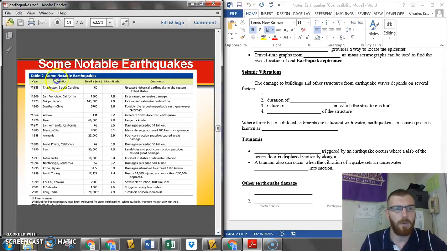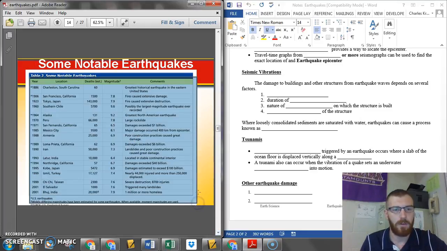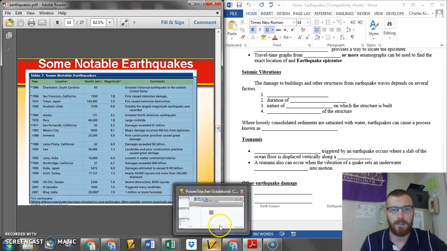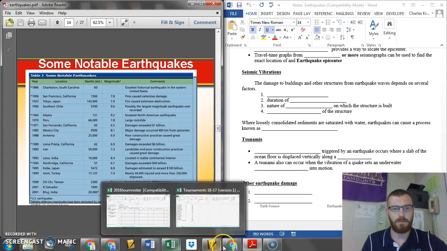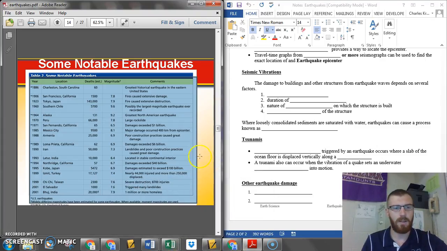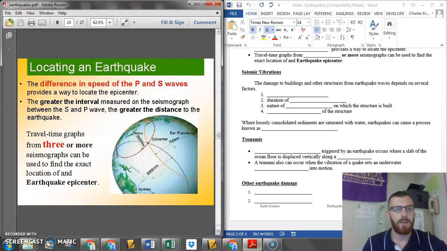Here are some notable earthquakes from around the world. This is an outdated list, and there's obviously more that have happened since 2001, but this is a good indicator of some of the larger earthquakes that have happened in the past few years. Okay, so locating an earthquake.